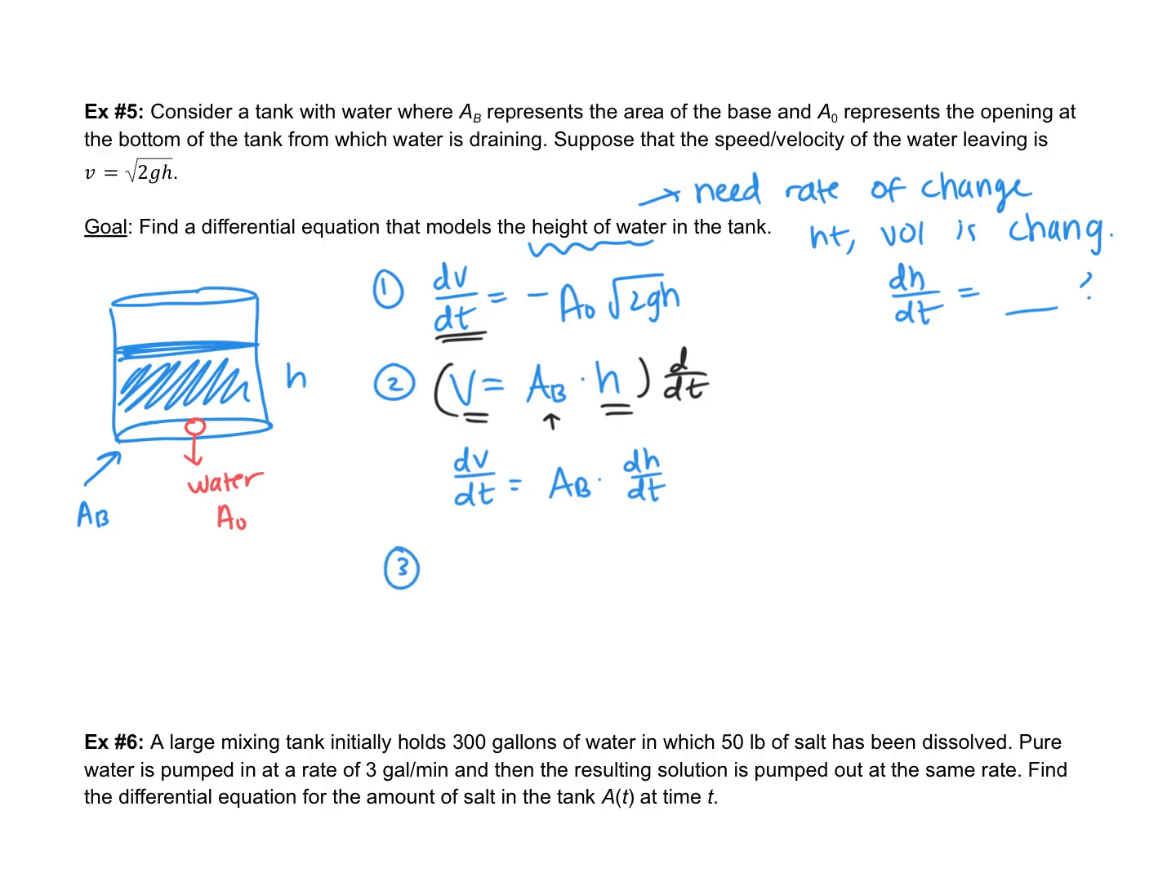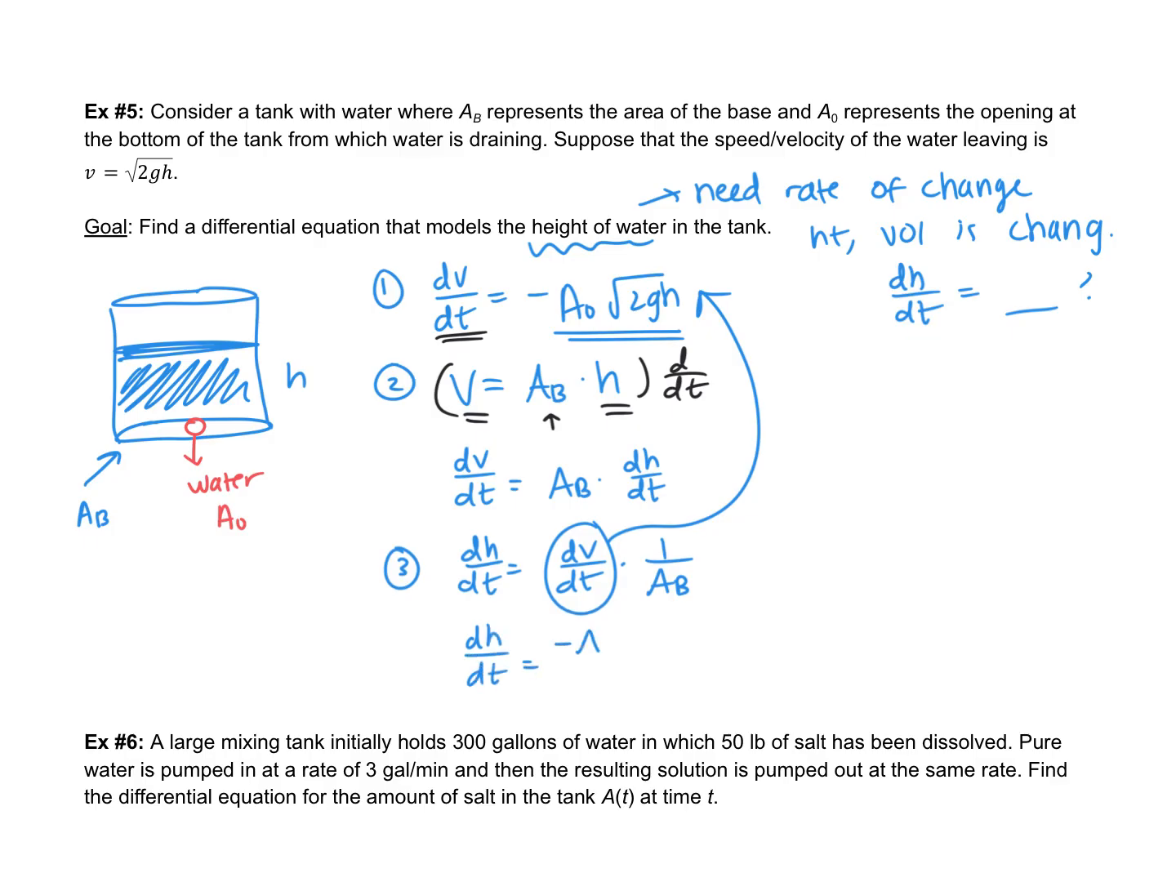So where does this lead us? If we solve for dH/dt, we're going to get dV/dt times 1 over A of B. dV/dt, though, we don't want a derivative, a second derivative, so let's use the expression we have above. So we get dH/dt is equal to negative A naught over A of B times root 2GH. So that is our differential equation.